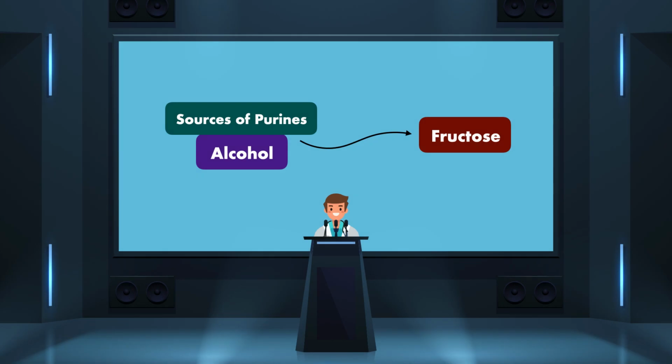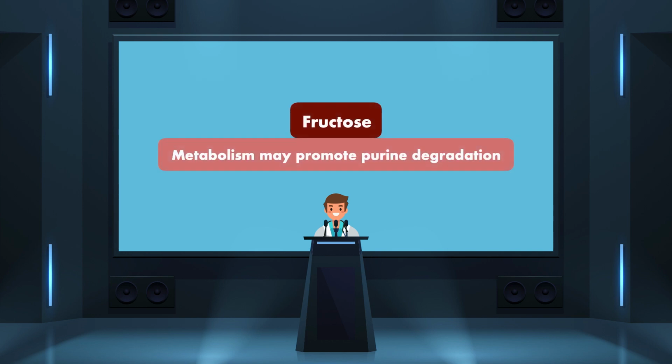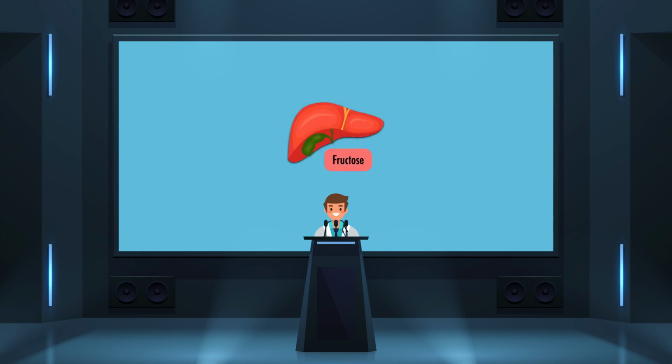Moving beyond the food sources of purines and alcohol, a third dietary factor that requires close examination is fructose. Unlike alcoholic beverages, which are a source of purines, fructose doesn't contain any on its own. Nevertheless, just like alcohol, the metabolism of fructose may contribute to the purine degradation pathway, and as a result, add to uric acid production. Fructose metabolism occurs primarily in the liver.